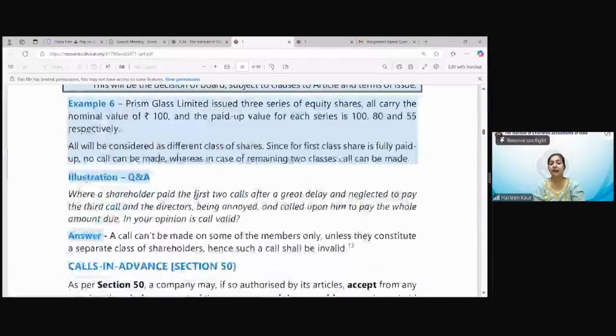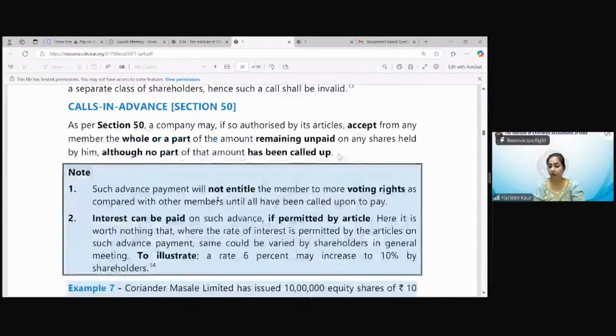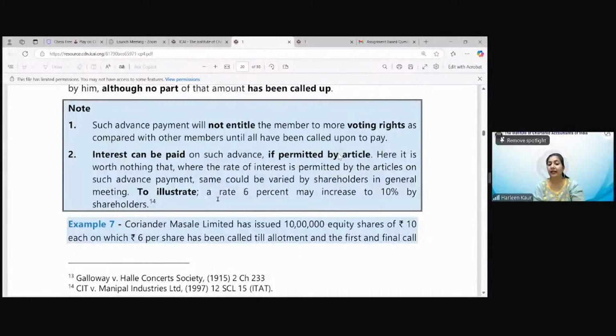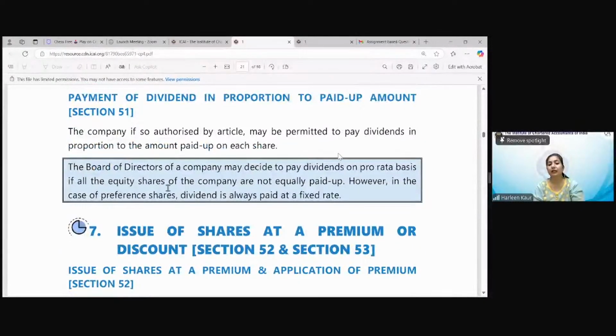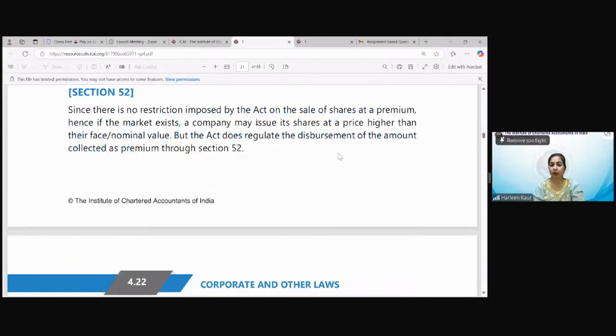This tells you that for calls in advance, you will not get additional voting right, but you will get interest on it if articles allow. And 51 tells you that dividend on preference shares is always at a fixed rate. And if the articles allow, in proportion to the share capital, you will get the dividend on the equity shares. Everyone is clear till here?